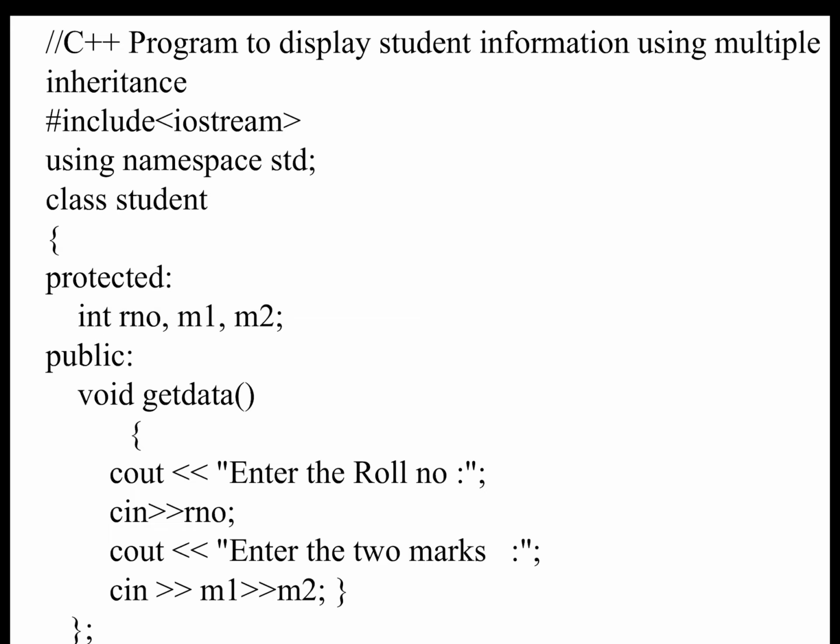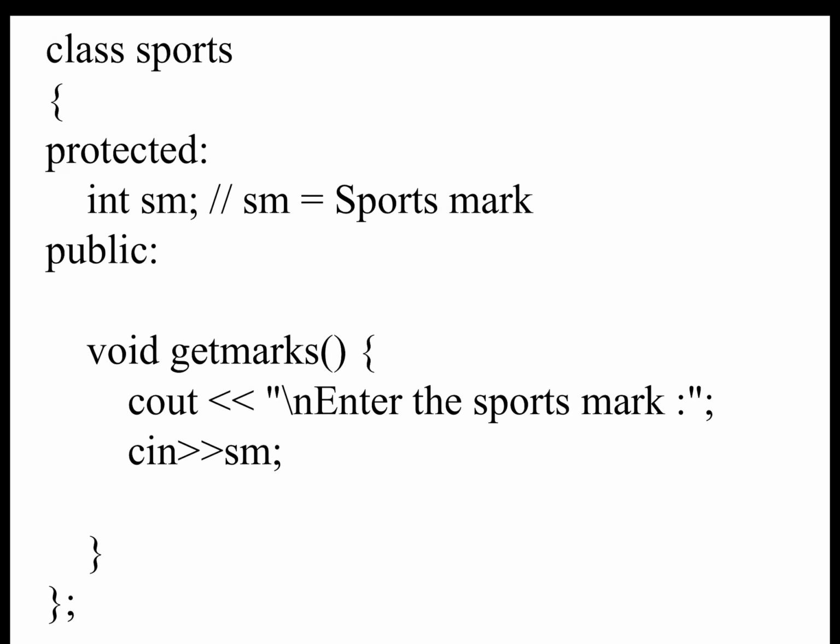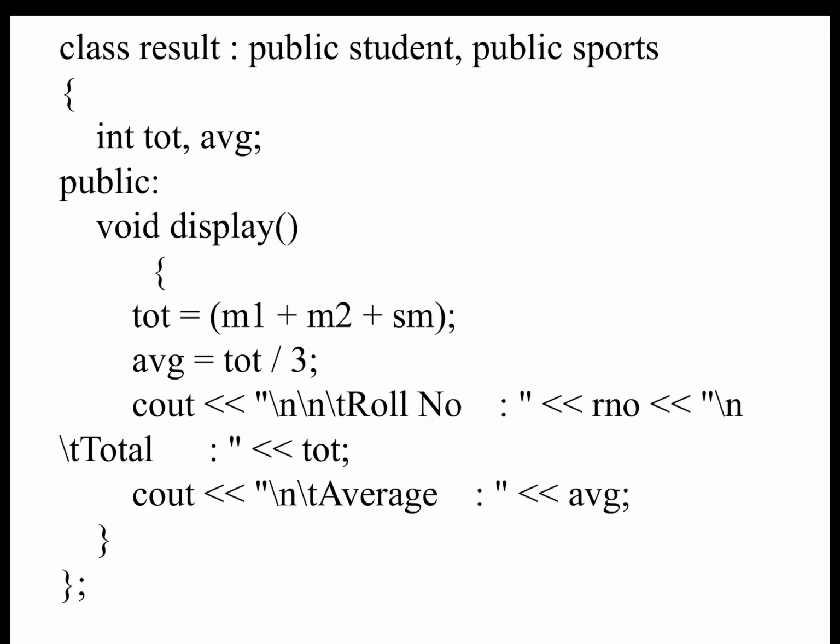So let us understand through a programming example. C++ program to display student information using multiple inheritance. Include iostream, using namespace std, class student having protected members roll number, marks 1, marks 2. In get data we are reading the value of roll number and marks of two subjects. Class sports, this is another class having protected member sports marks. Read the marks in get marks.